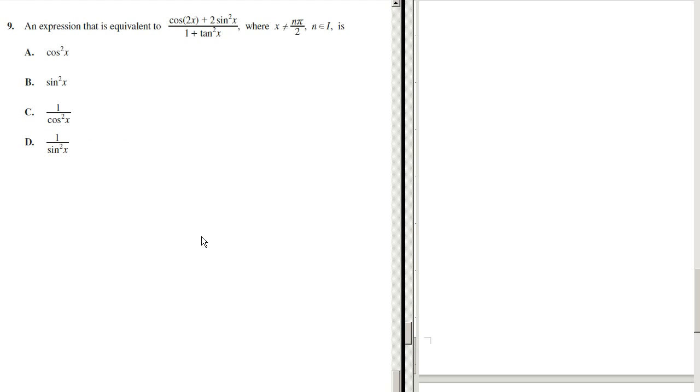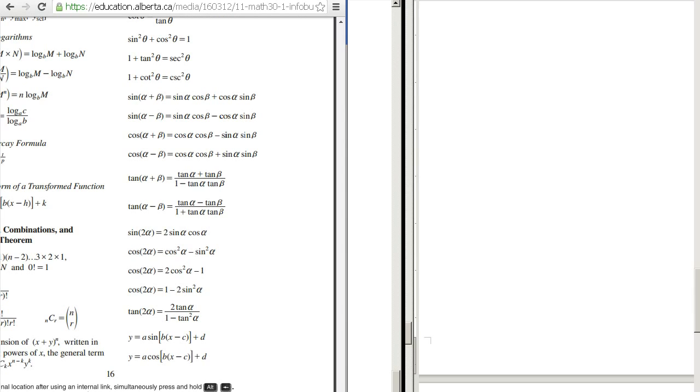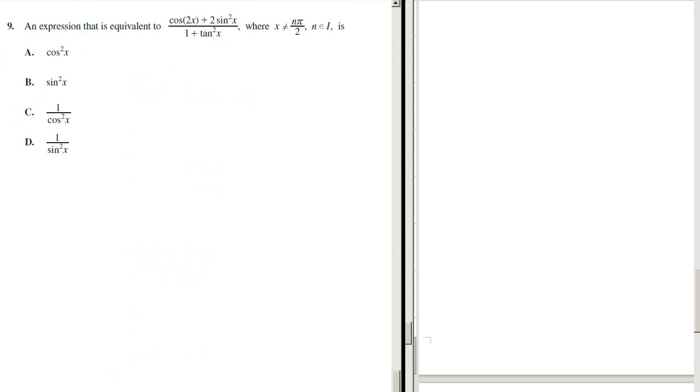Number 9, an expression that is equivalent to cos 2x plus 2 sine squared x divided by 1 plus tan squared x, where x is not equal to n pi over 2, n is an element of the integers, is... So this is where we're going to need to turn to our formula sheet to try to help us with some of these identities and what they're equivalent to. So let's just pull that up. So what we're going to do is treat the numerator and denominator separately. We're going to deal with them separately.